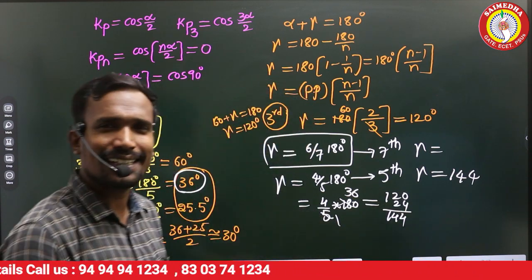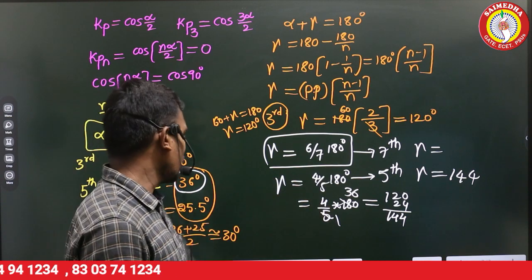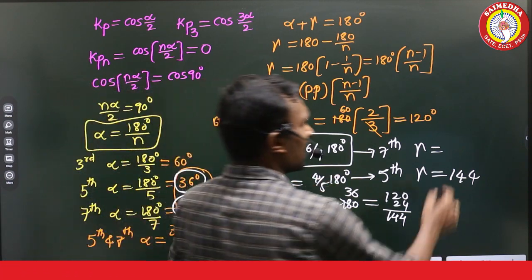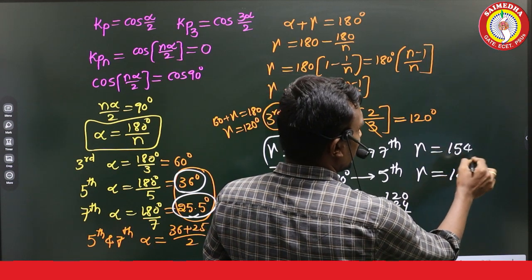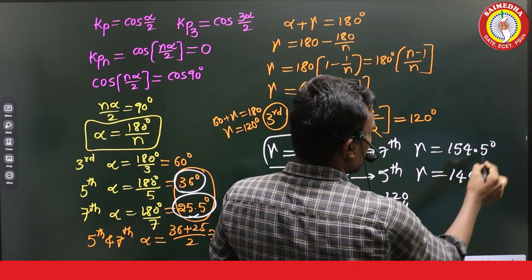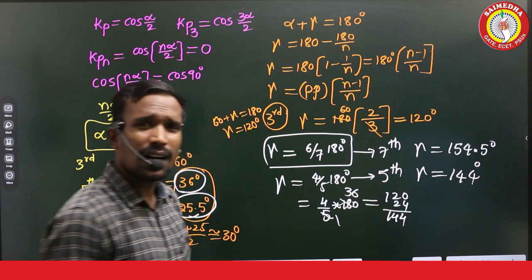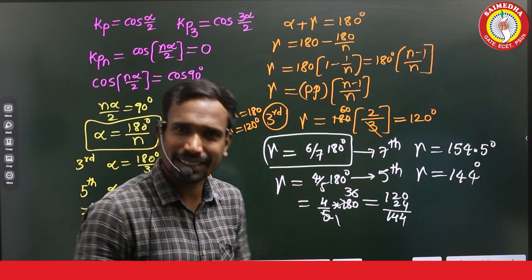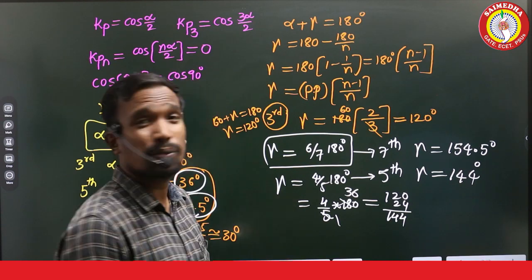We can give the answer directly. As usual, if this is 25.5 degrees, then its value is 154.5 degrees. Like that, we can calculate alpha and gamma values to eliminate different harmonics. This is also important, guys.